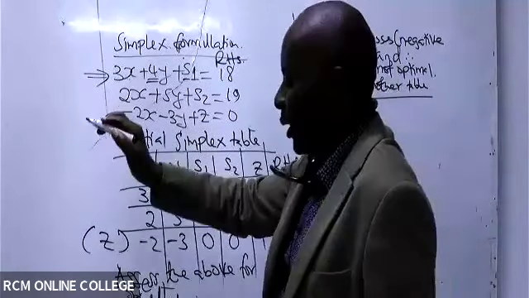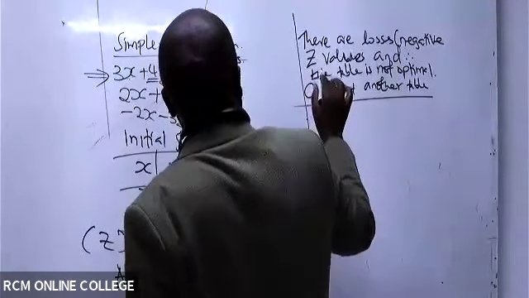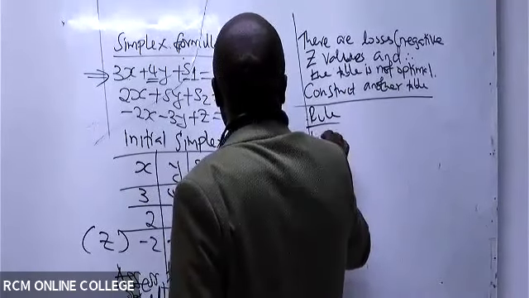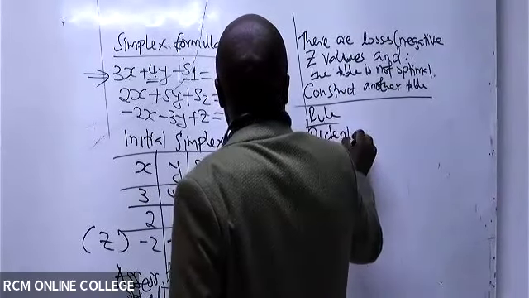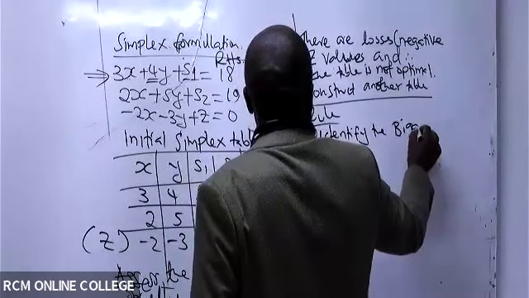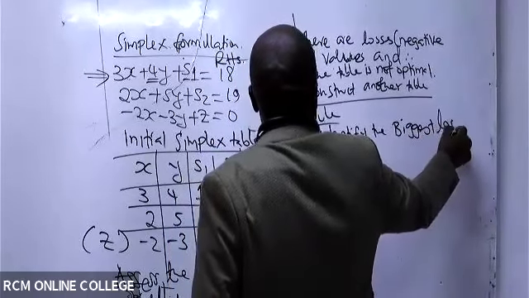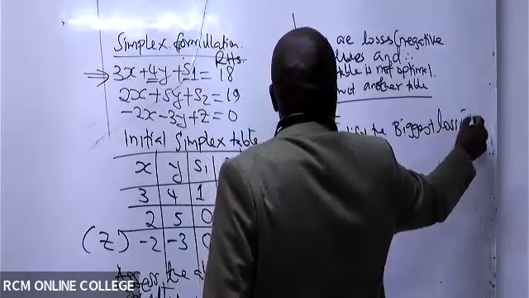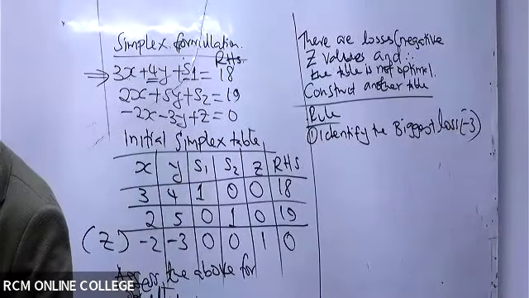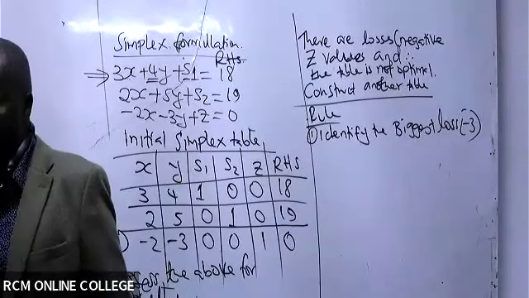How do we construct this other table? To construct another table, there are rules of the game. Number 1, identify the biggest loss, which in this case is minus what? You identify it in the Z row, which is -3.